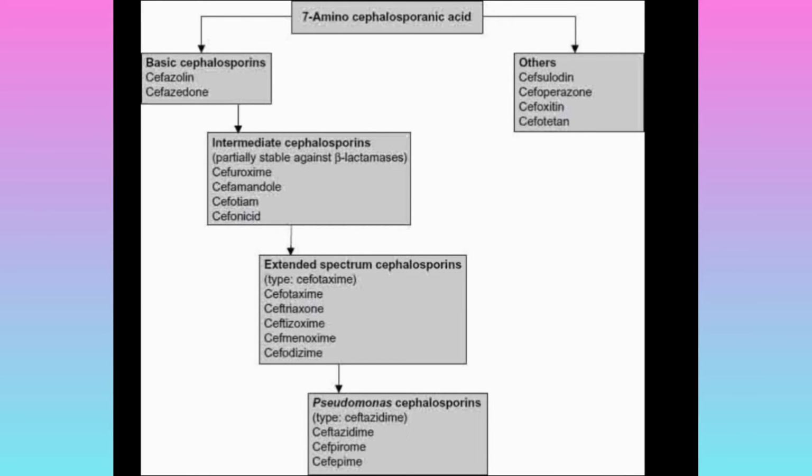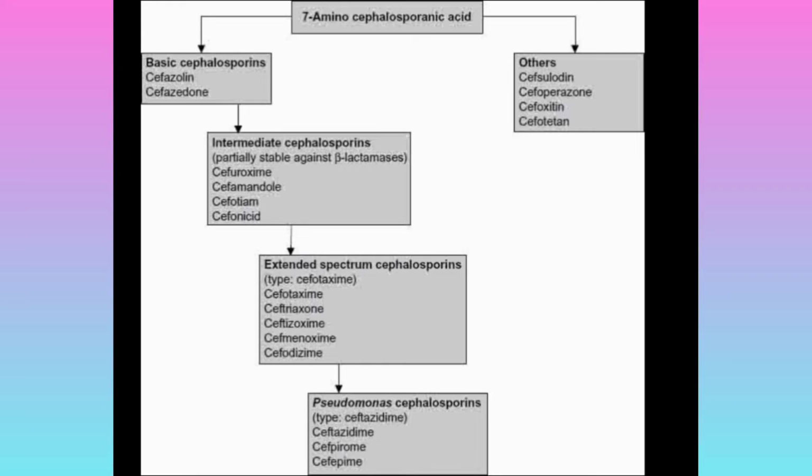So we say the nucleus of cephalosporins contains 7-aminocephalosporanic acid, and here we're going to look at classification of cephalosporins according to their spectrum of activity. We have the basic cephalosporins, that is cefazolin and cefradine. Then intermediate cephalosporins, which are partially stable against beta-lactamase enzymes, these being bacterial enzymes. We have cefuroxime, cefamandole, cefotiam, and cefonicid.